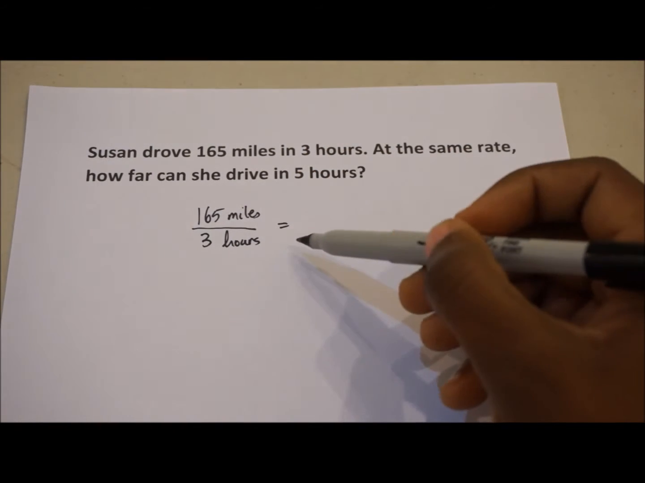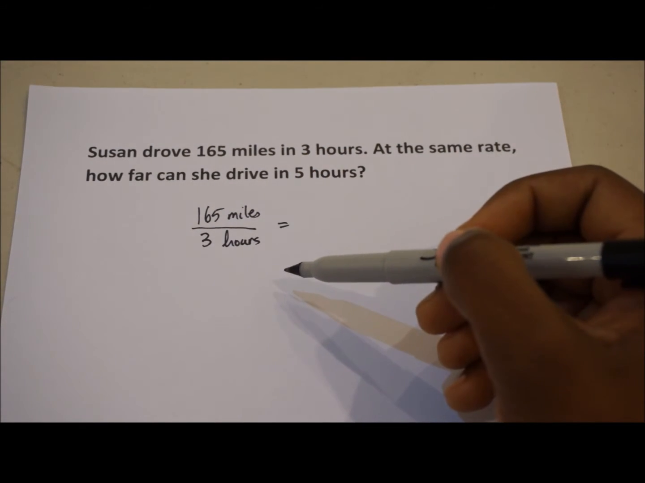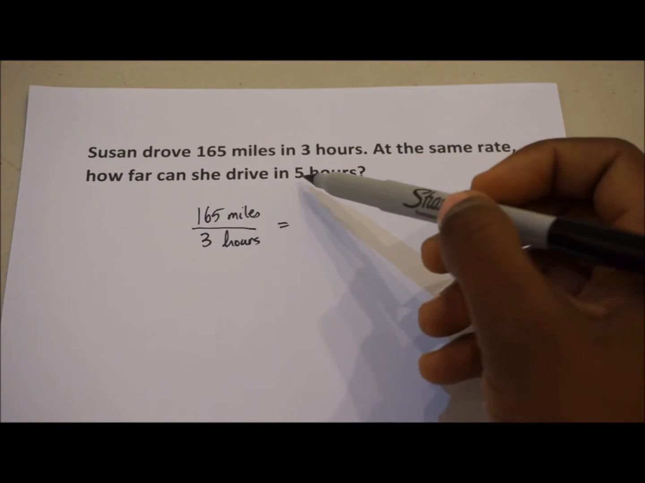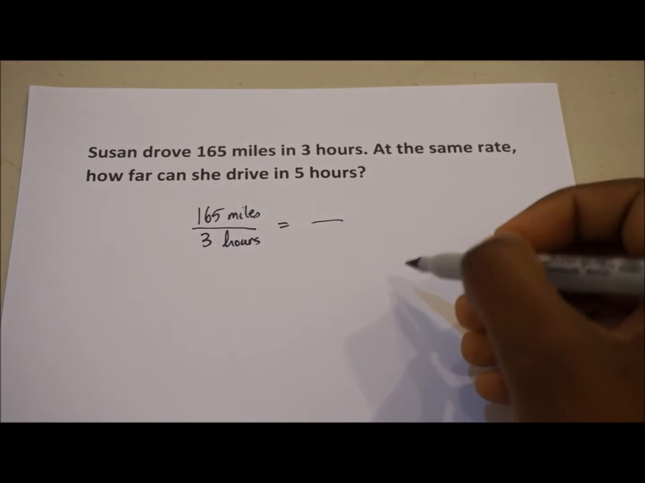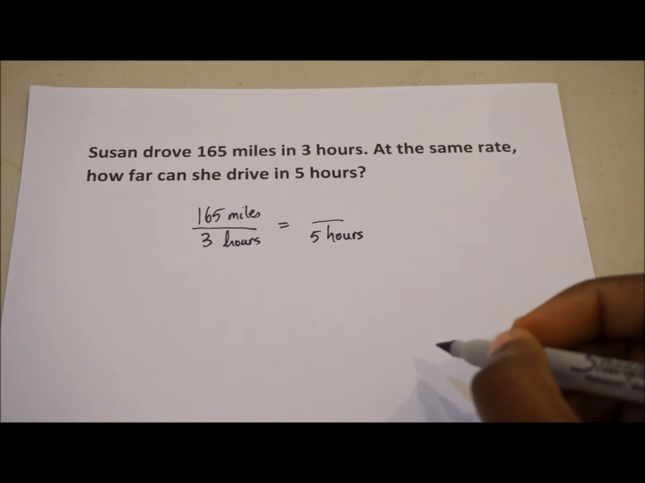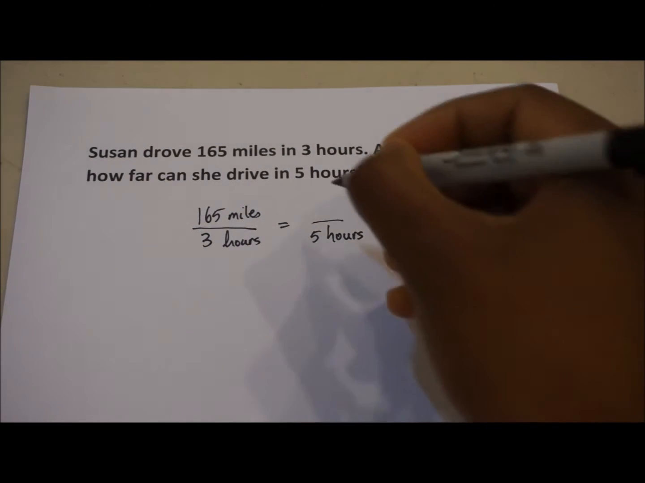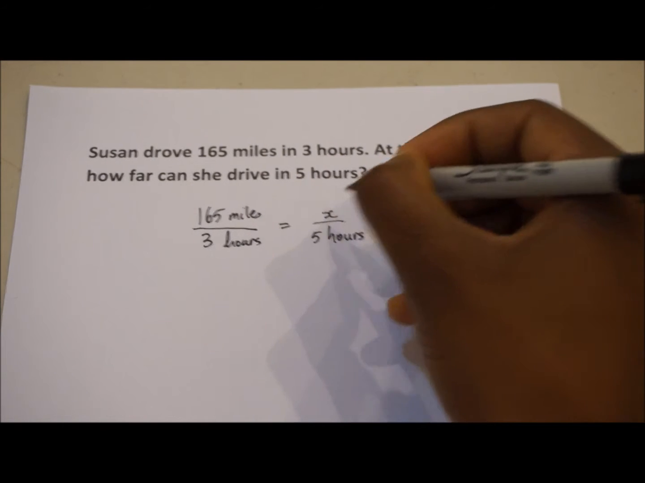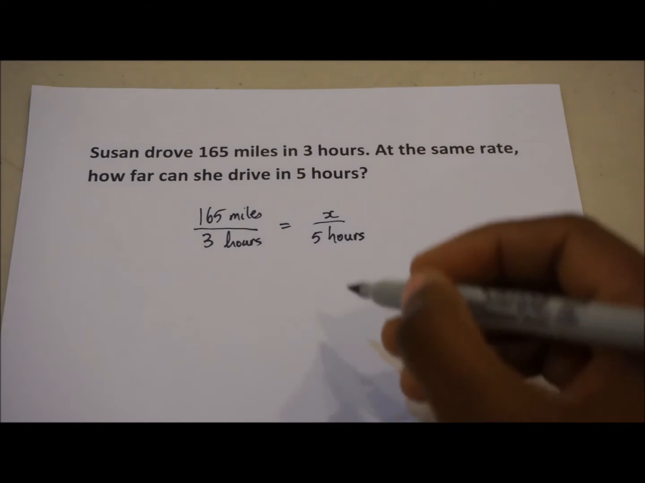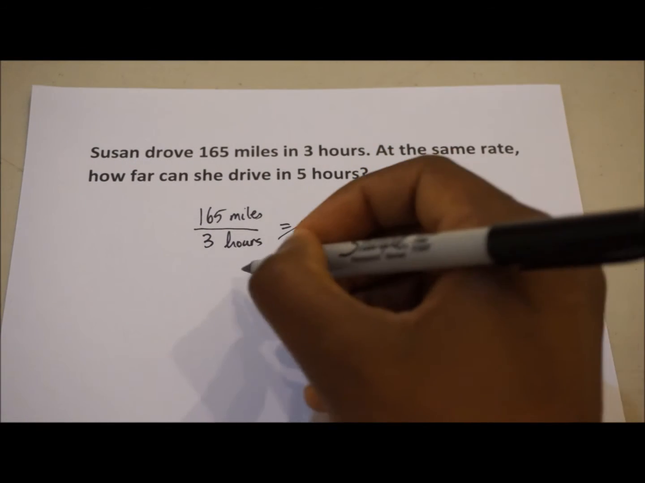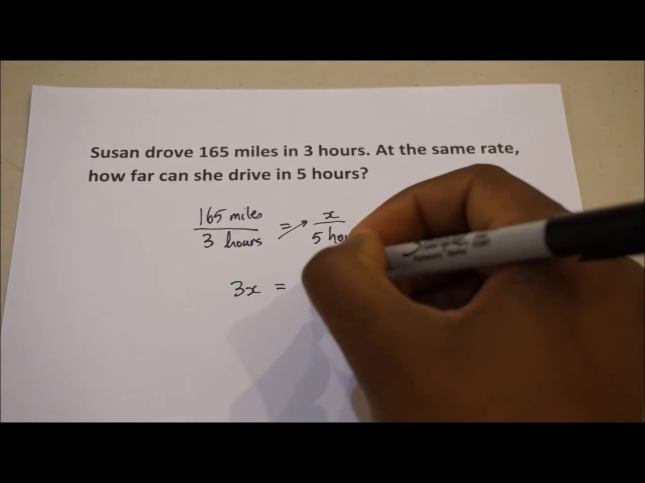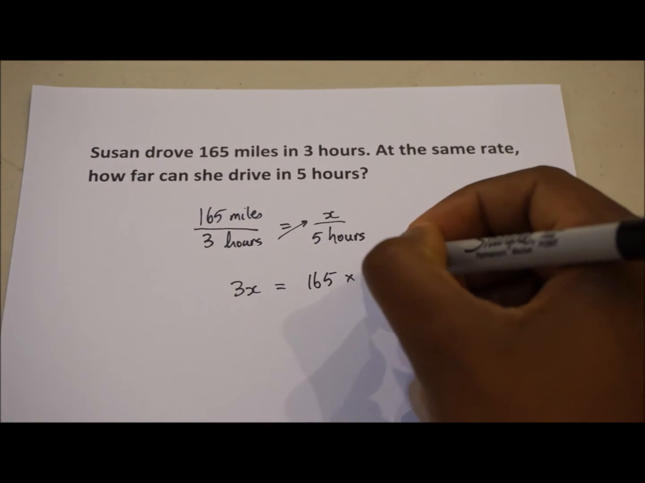Again, notice my labels so that I know exactly where my other numbers would go. At the same rate, how far can she drive in 5 hours? I have 5 hours. In my other fraction, the 5 hours need to go below. And if I continue doing my problem, this means there's X amount of miles. And from here, I cross multiply. 3 times X is 3X. Equal sign returns. And then 165 times 5.